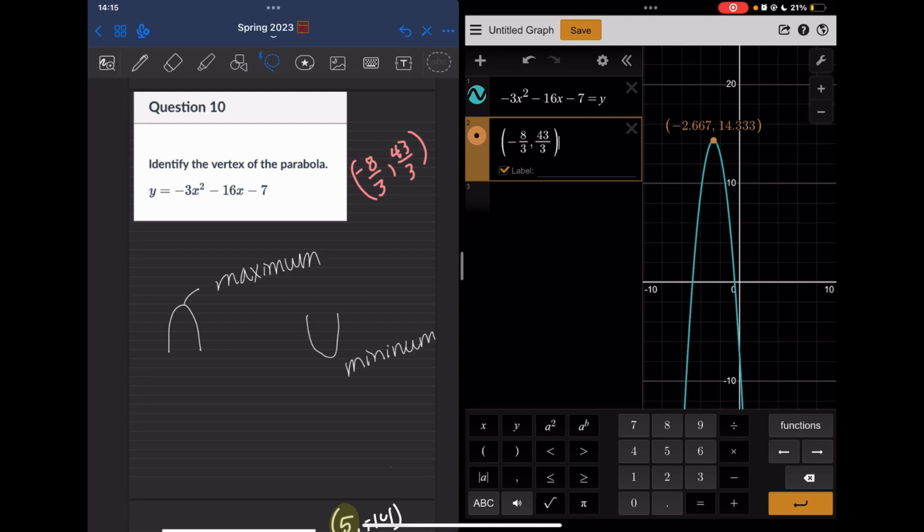Okay, so you should also know that if I have a vertex and my graph looks like a hill, that's a maximum. And if my graph looks like a valley, that's a minimum. So in this case, our vertex is going to be negative 8/3, comma 43/3.